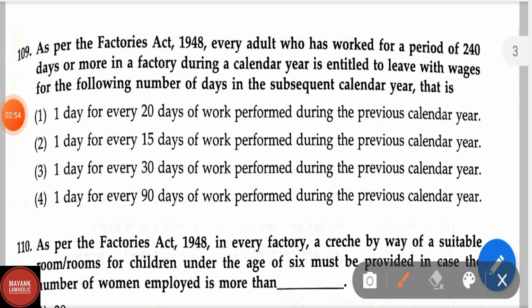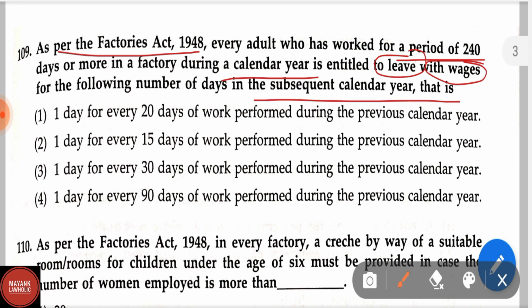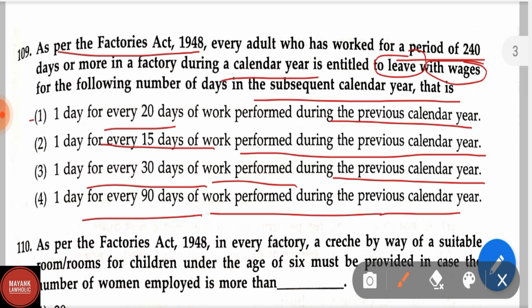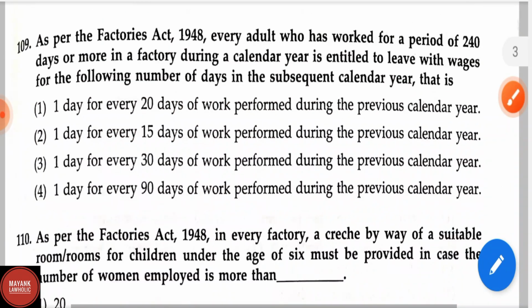As per the Factories Act 1948, every adult who has worked for a period of 240 days or more in a factory during a calendar year is entitled to leave with wages for the following number of days in the subsequent calendar year. Options are 1 day for every 20 days of work performed during the previous calendar year, option second 1 day for every 15 days, option third 1 day for every 30 days, and option 4 1 day for every 90 days of work performed during the previous calendar year. In this question, the correct answer is option number 1, that is 1 day for every 20 days of work performed during the previous calendar year as per the Factories Act 1948.